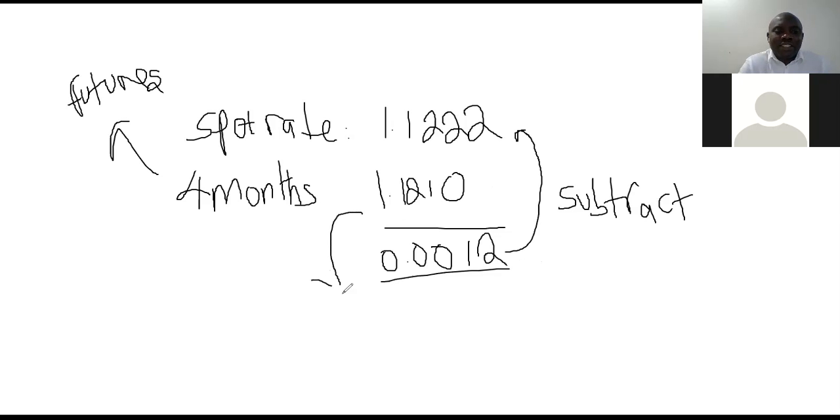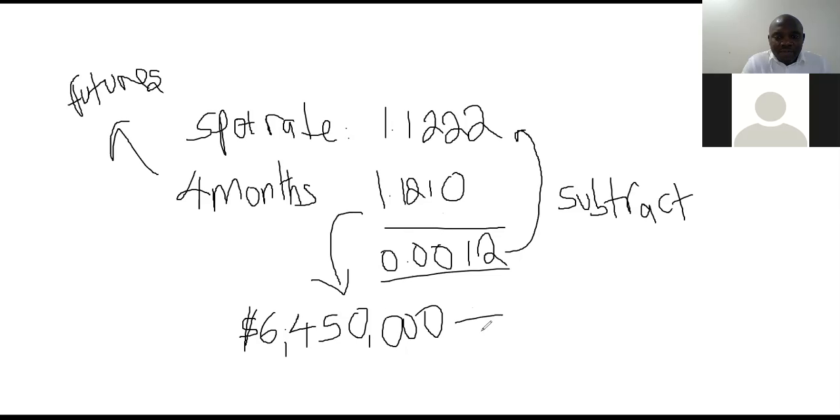So these are the futures that you're getting, right? Now that we have these futures, we can look at how much we are actually investing. We are actually investing 6.450 million. So we are using the futures, divided by 1.1210. So how much are we getting?